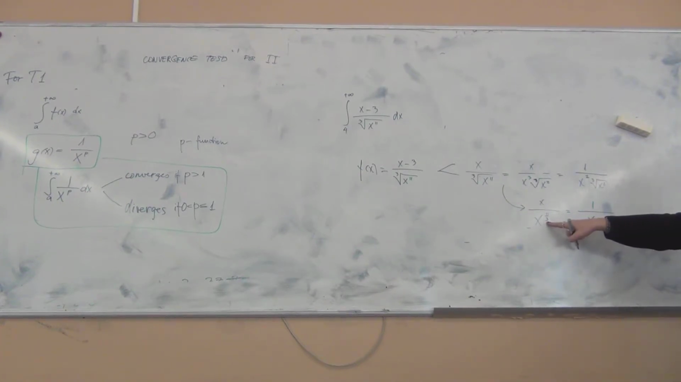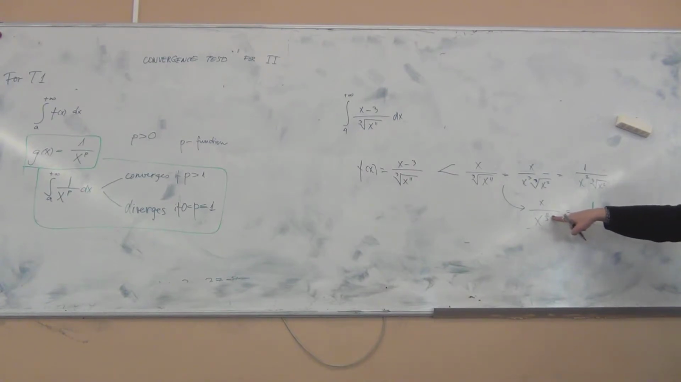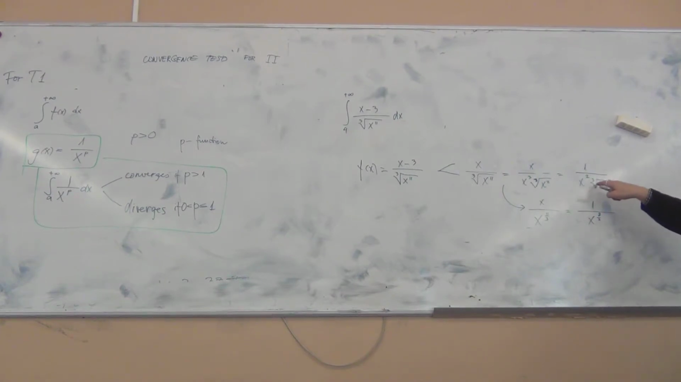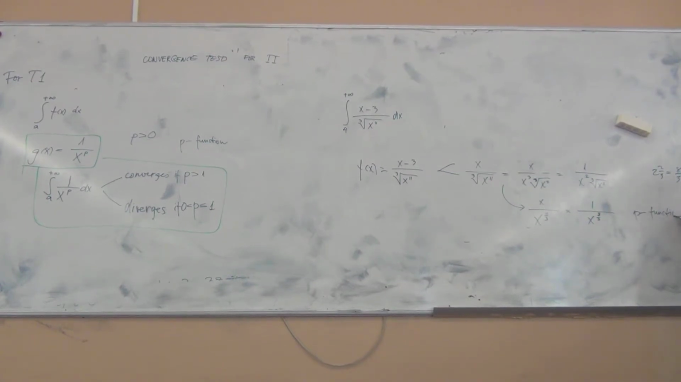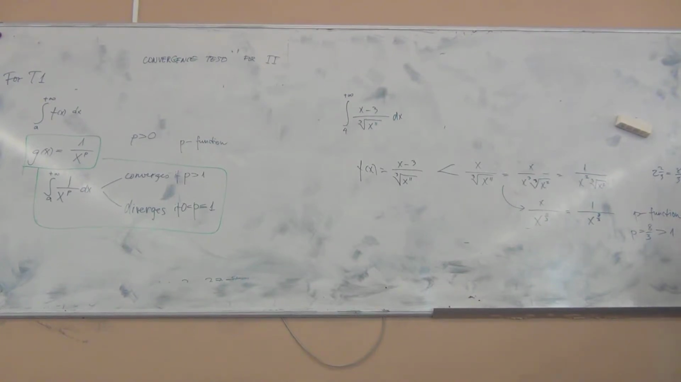How do I divide this by x? Minus exponent 1. 1 is 3/3. So this becomes x to the power 8 over 3. This is the same as 2 and 2/3, exactly the same thing. So now here, this is a p function, and p is 8/3, which is greater than 1.